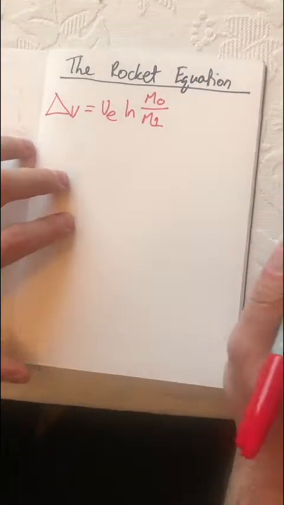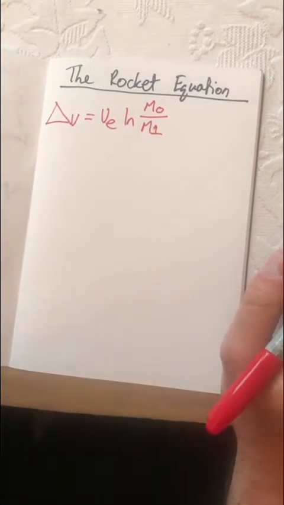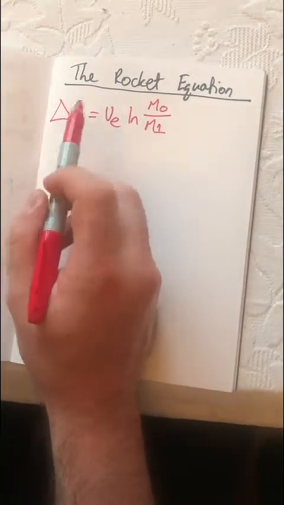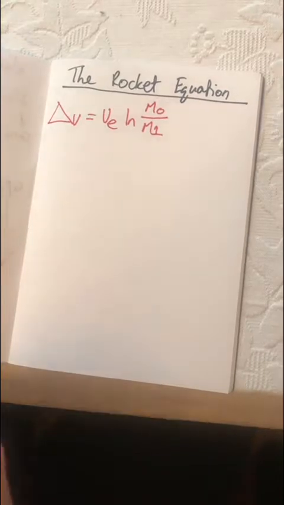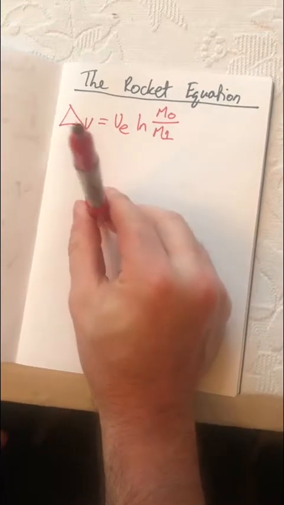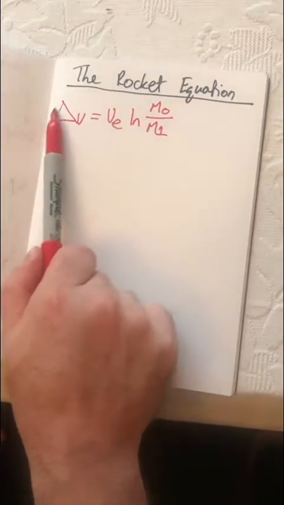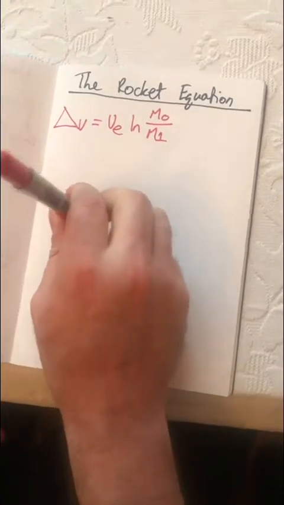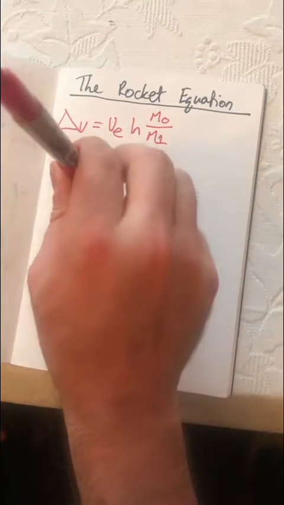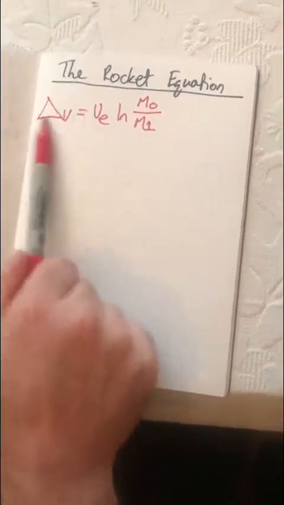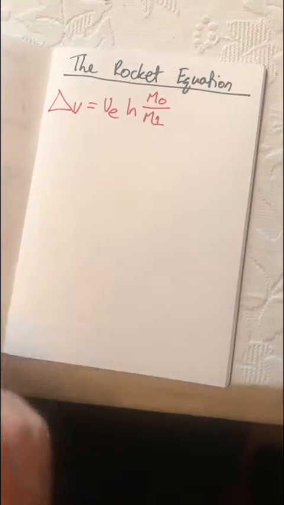Now, I'm sure you're looking at that and saying, what does that mean? Okay, let's deal with this first of all. So we want the rocket to lift off. Here's the rocket. So we want it to change its velocity. We want it to go from having no velocity to having lots of velocity. So that's what we're looking for, the change of velocity.